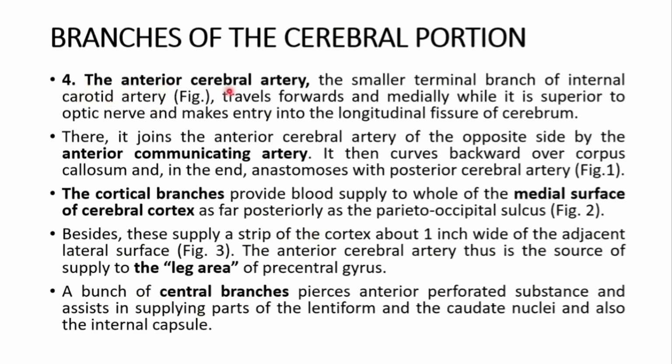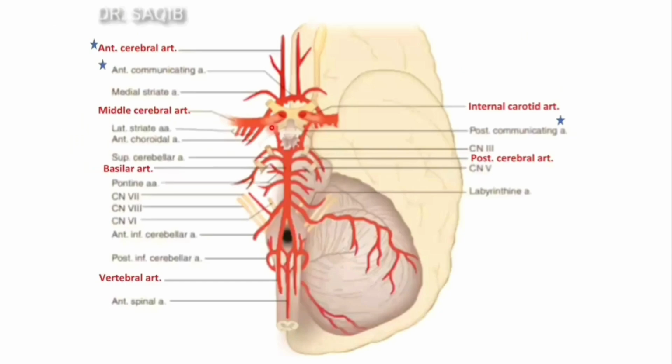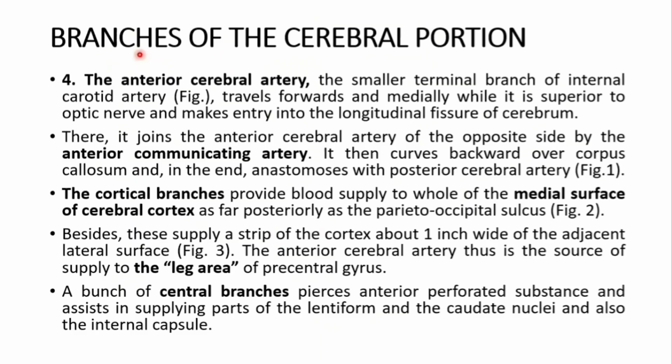Number 4 is the anterior cerebral artery, right? The smaller terminal branch of the internal carotid artery travels forwards and medially while it is superior to the optic nerve and makes entry into the longitudinal fissure of the cerebrum, right? So, longitudinal fissure. Here you could see this is the anterior cerebral artery, right?